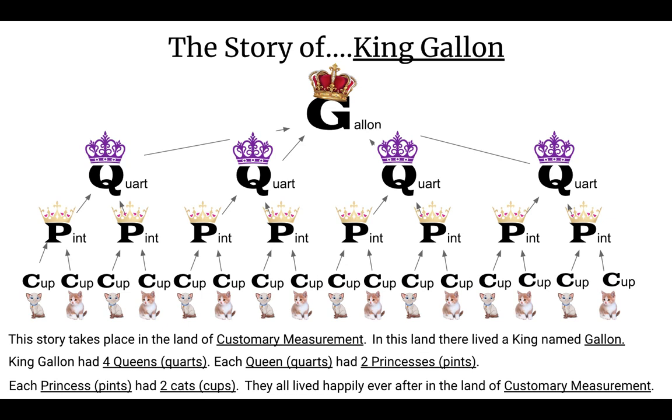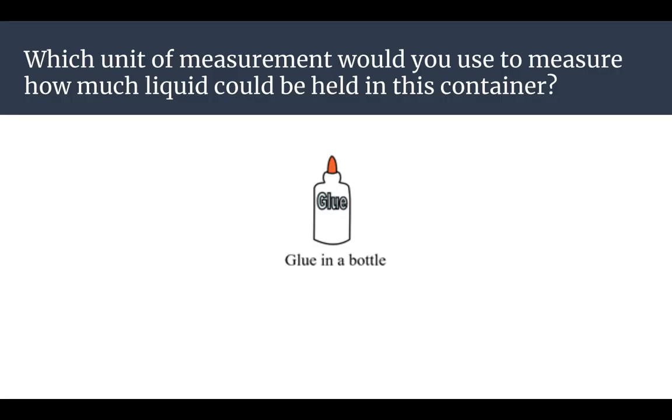Now you're going to need to know this chart, and you can either remember the basic way of 2 cups equals a pint, 2 pints equals a quart, and 4 quarts equal a gallon, or you can remember it by using the story of King Gallon. Let's do some practice. Which unit of measurement would you use to measure how much liquid could be held in this container? Is it cups, pints, quarts, or gallons?